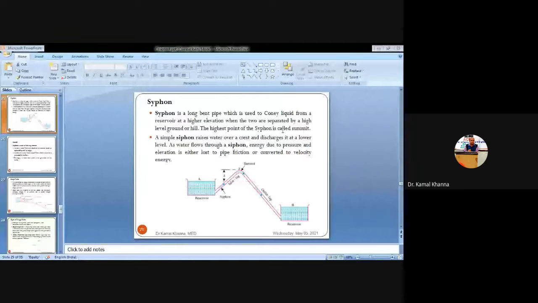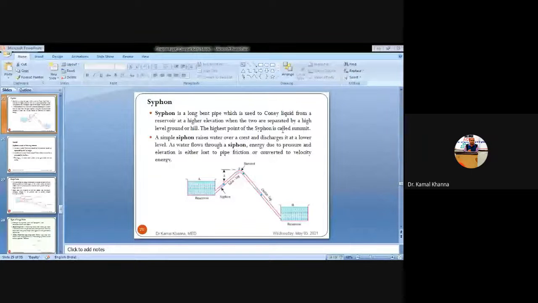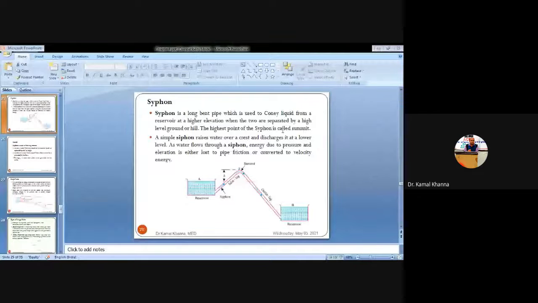to the other reservoir. You can see reservoir A is at the higher height, whereas reservoir B is at the lower height. So this siphon tube is basically used whenever you want to transport the water from one end to the other end, and these two ends are separated by high ground, or you can say a hill. So this siphon tube is basically used in hilly areas to transport the water from the higher end of the hill to the lower end of the hill.